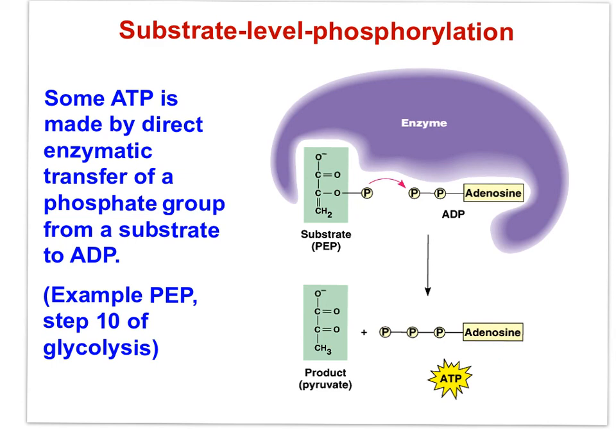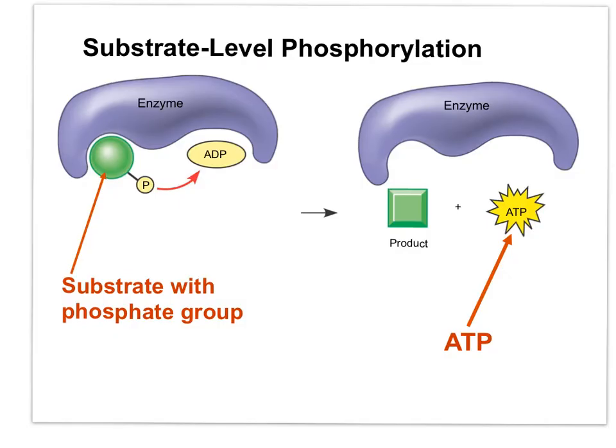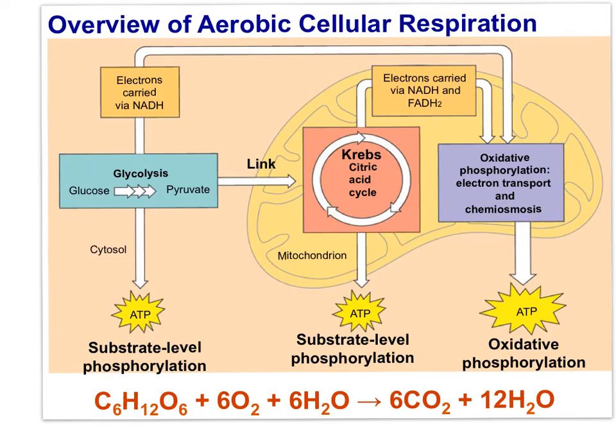Now, this is not a huge issue, but substrate-level phosphorylation is not the same process that we will see later in the electron transport system, and I just wanted to make the distinction. Here's one last image of substrate-level phosphorylation. An enzyme transfers the phosphate group from a substrate to ADP to form ATP. You can see that substrate-level phosphorylation is the type of ATP production in glycolysis and the Krebs cycle, but not in the electron transport system, where it's called oxidative phosphorylation.